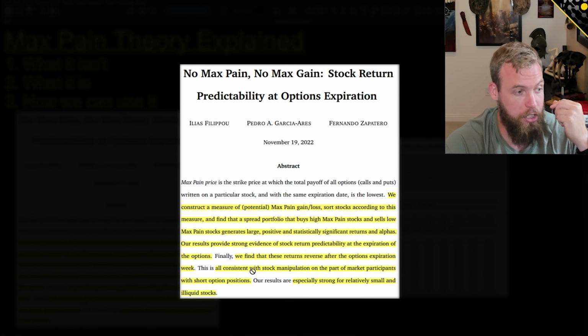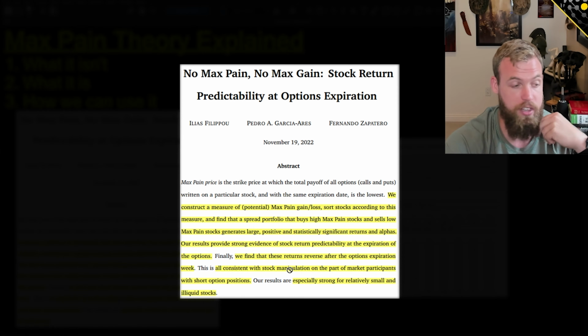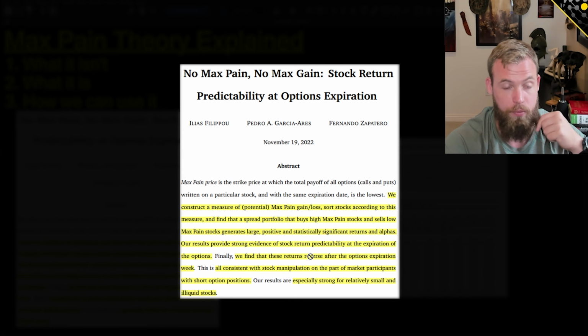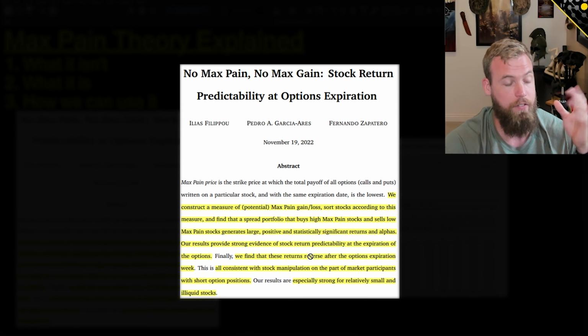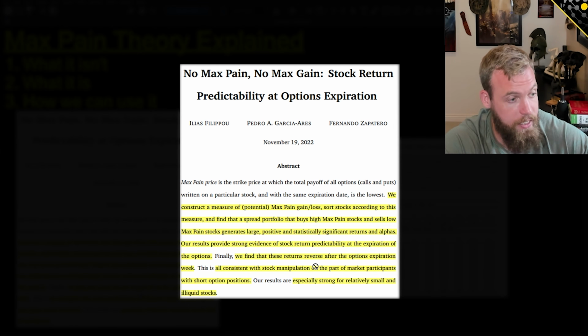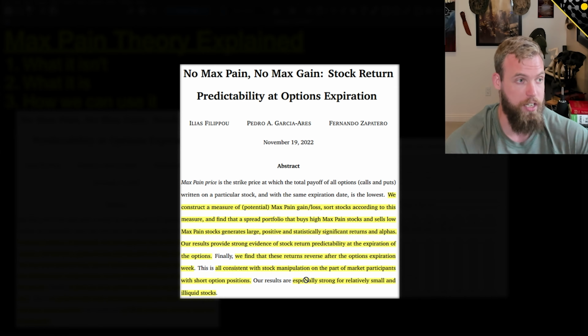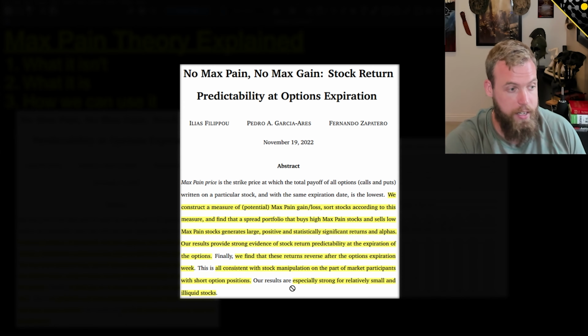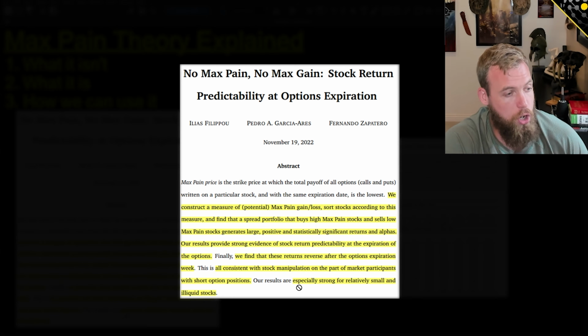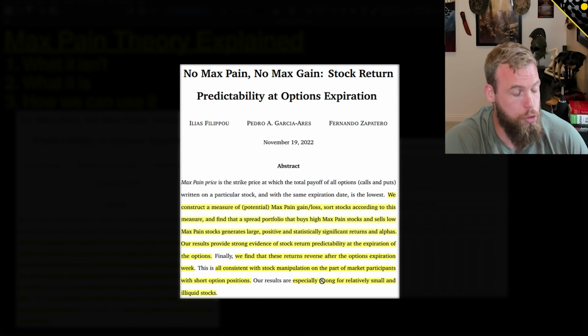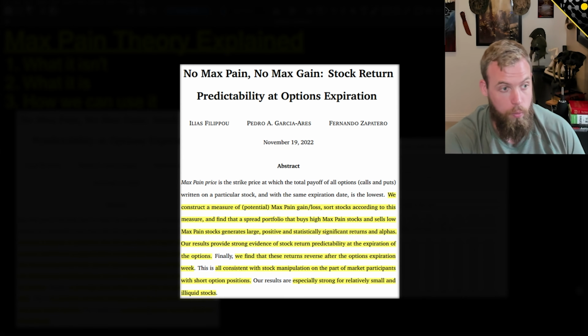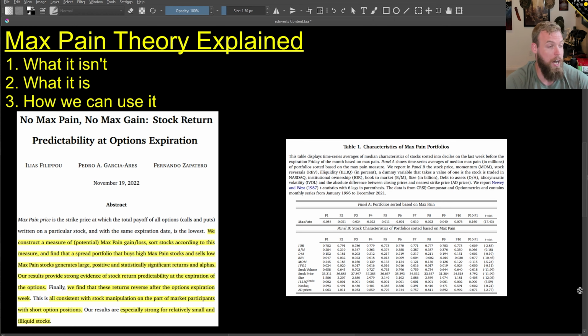That's super important because this is talking about stock manipulation. The fact that it happens at expiration but then reverses after would definitely be indicative of some sort of market force causing that movement. And the last thing here, this is probably the most important, because I can already see the dollar signs lighting up in your eyes: it says, "Our results are especially strong for relatively small and illiquid stocks." So all of the people that are out there trading 0 DTE options, I will tell you that there is some semblance of it existing, but it's very difficult for those to be moved. Indexes like SPX or even SPY, there's a lot of money in those indices.